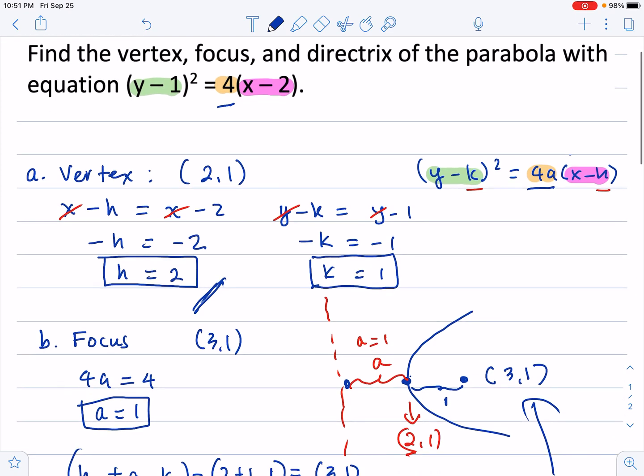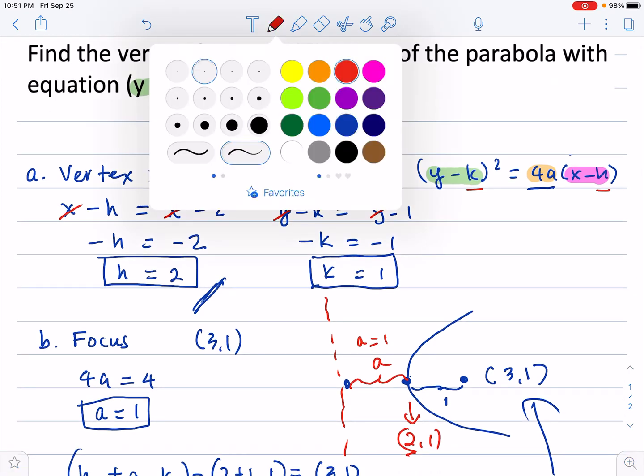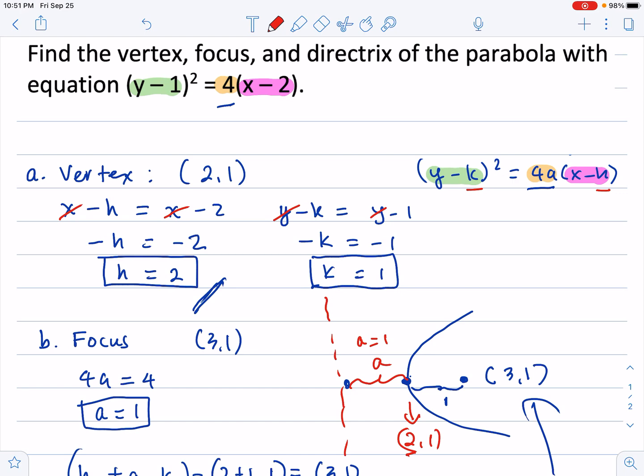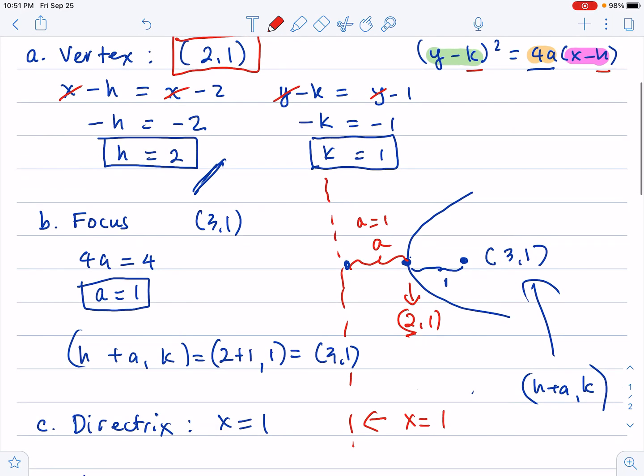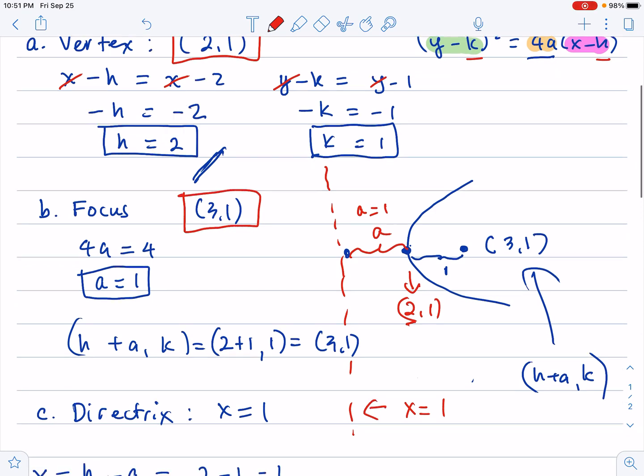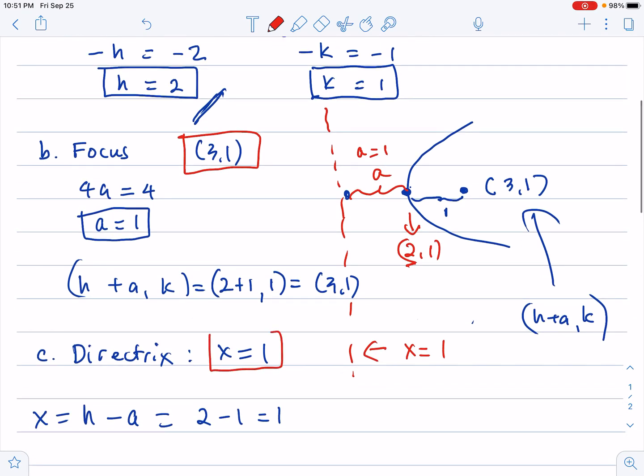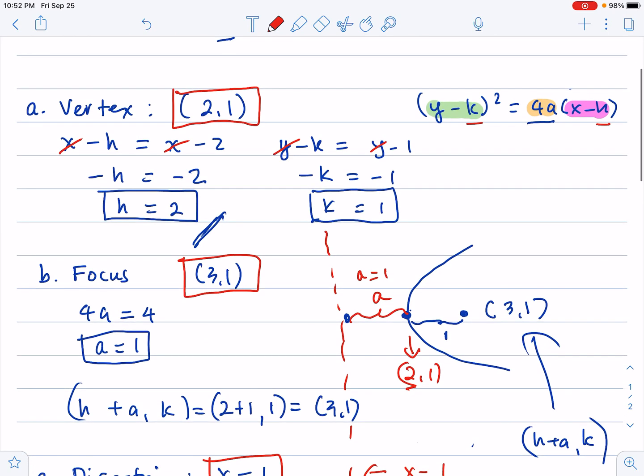Okay, so I think nasagutan na natin lahat. We have hk, that's (2, 1). The focus is (3, 1). And the equation of the directrix is x is equal to 1. Alright, so as you can see, hindi nyo kailangan mag-memorize. Dapat alam nyo lang kung alin dun sa dalawang equations kanina yung gagamitin natin, and you can locate the other points.